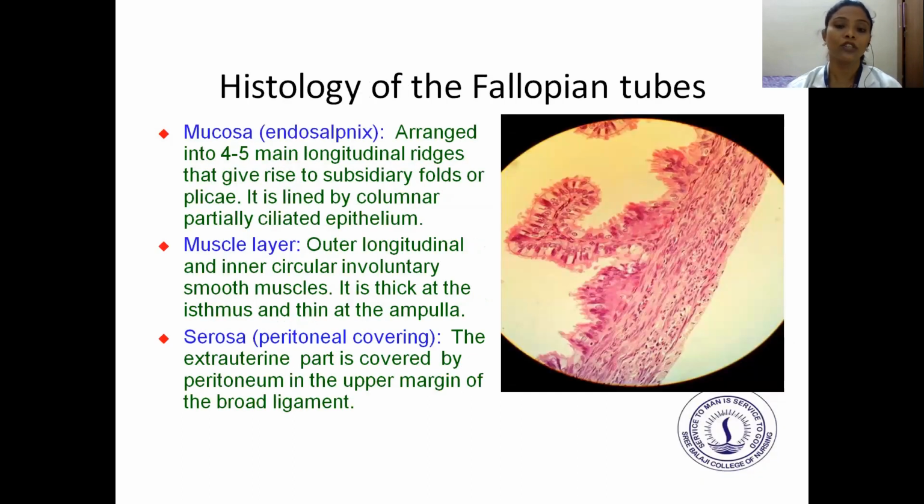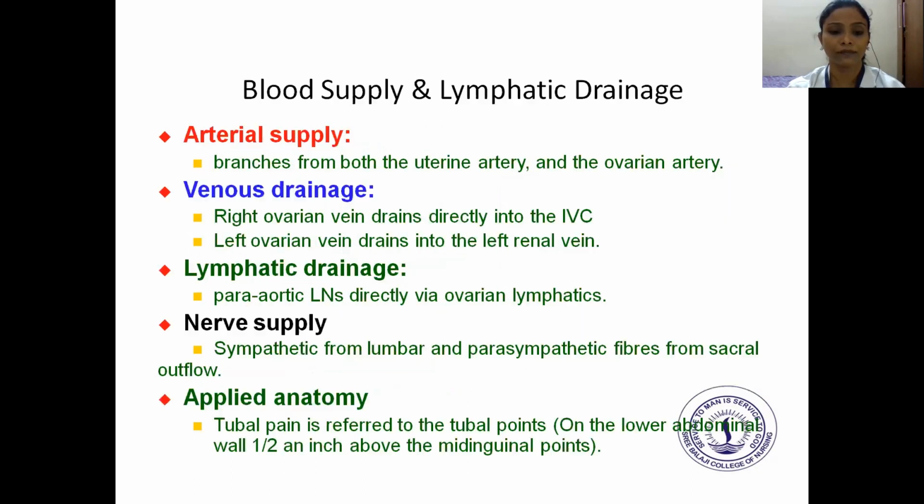Next is histology of the fallopian tube. So mucosa, that is endosalpinx, arranged into 4 to 5 long ridges that give rise to subsequent folds or plicae. It is lined by columnar partially ciliated epithelium. Muscular layer, outer longitudinal and inner circular layer of smooth muscles. It is thick at the isthmus and thin at the ampulla. And serosa, it is the peritoneal covering. The extrauterine part is covered by the peritoneum in the upper margin of the broad ligament.